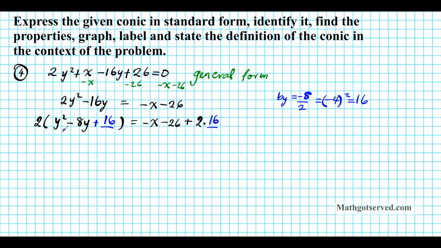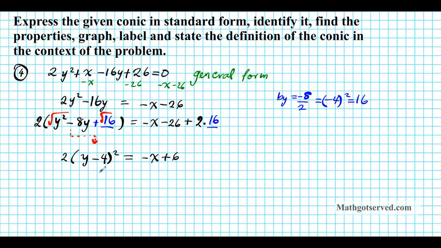Now we have a perfect square trinomial in this parenthesis, so we're going to factor it. You read the first and the last, and then you bring down the middle sign. And we're going to have 2 times the quantity y minus 4 squared equals, here we have minus x, and then 2 times 16 is 32, minus 26 plus 32 is positive 6.